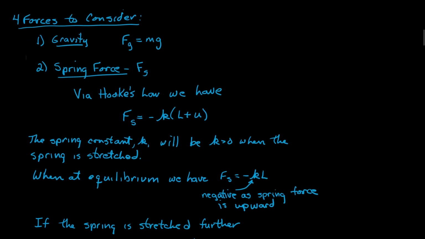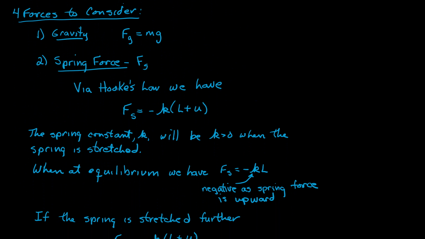Okay, so we want to take a look at the forces that can act upon this system. And there are going to be four that we're going to look at. The first of these four forces that we're going to consider is gravitational force. We're just going to refer to that as F sub g. Okay, that force is just the mass times the gravitational constant, whether it's at 32 feet per second squared or 9.8 meters per second squared.